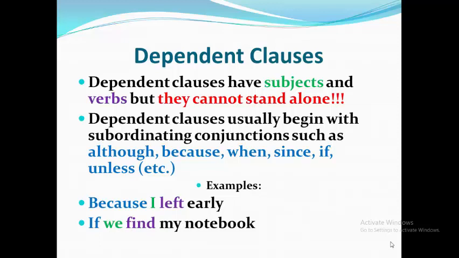Okay? So dependent clauses usually begin with a subordinating conjunction, such as although, because, when, since, if, unless, etc. Like that one, because I left early. So what happened? Because you left early, what happened after that? We don't know. If we find my notebook, what will happen? We still don't know. We don't have much details about it. That's why it's dependent, because it depends on the second sentence to have a comprehensive meaning.